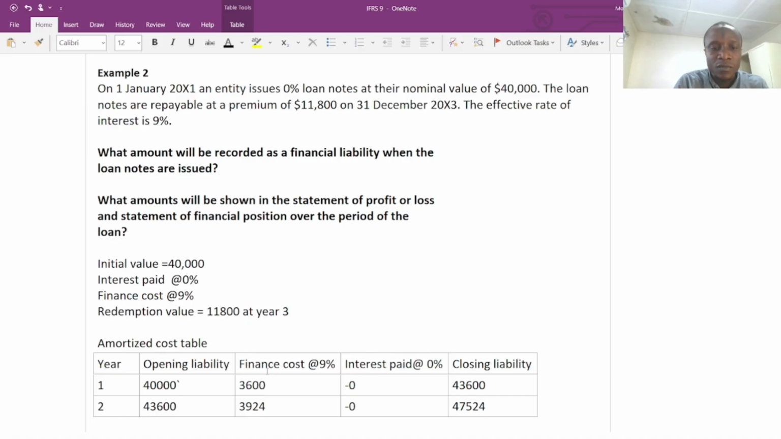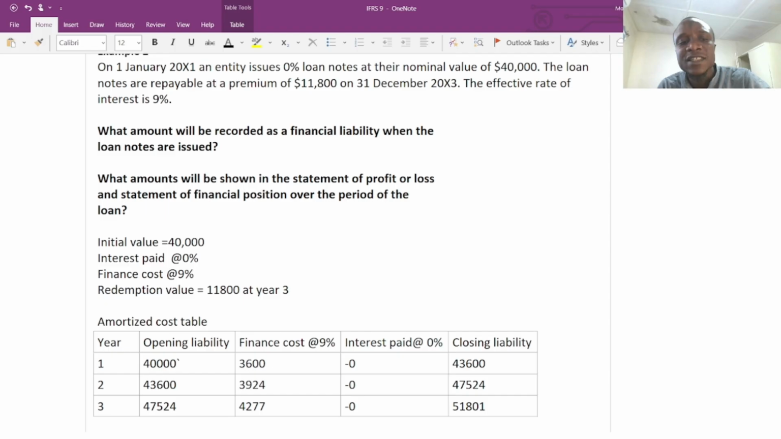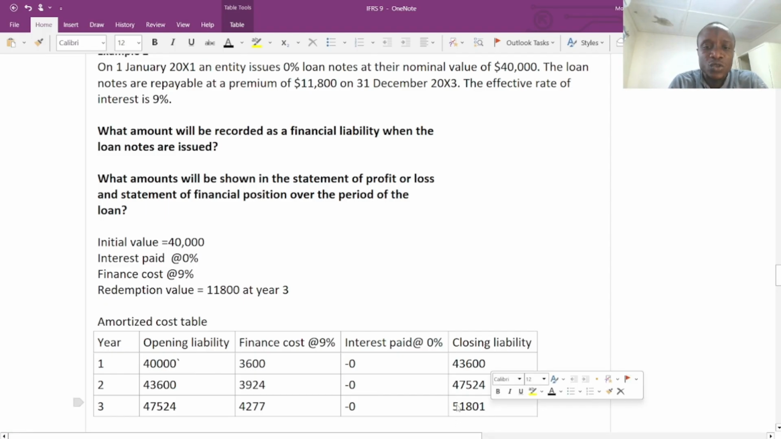47,524. Year 3, 47,524. The finance cost multiplied by 0.09 will give us 4,277, then minus 0. Plus 47,524 will give us a closing liability of 51,801. But at the end of the period, there will be no liability. That's why we are not going to include this.